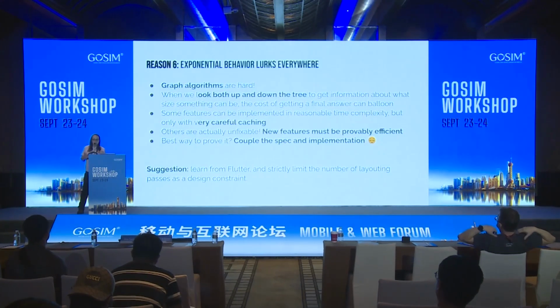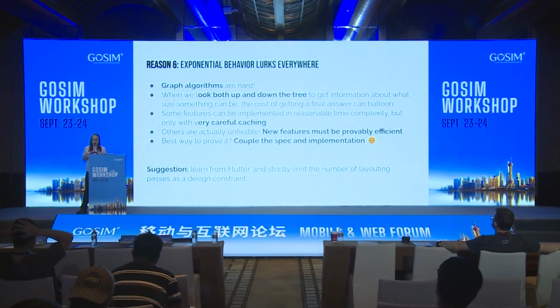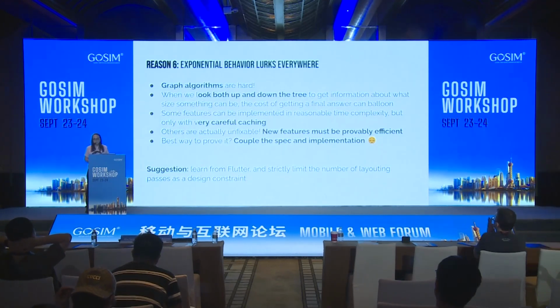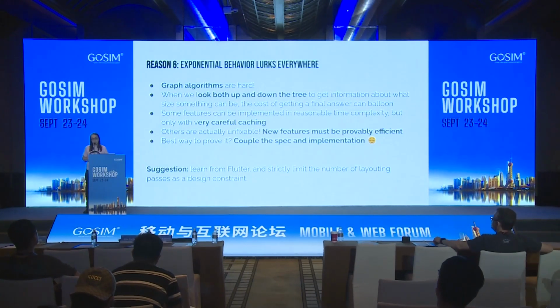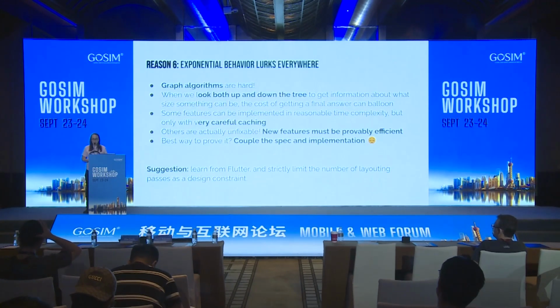So the next problem is again fundamental to how layouting works. We're dealing with trees, we're dealing with graphs, and if you can look both up and down the tree in your layouting algorithm, you are going to get exponential behavior unless you are very, very, very careful. And looking up and down the tree is extremely useful. You want to know how big your parent is. You want to know how big your child is. You want to be able to respond and compromise. But ultimately, you need to use very careful caching to do this.